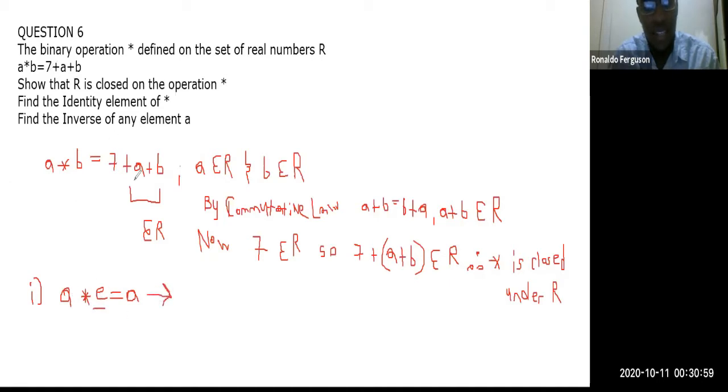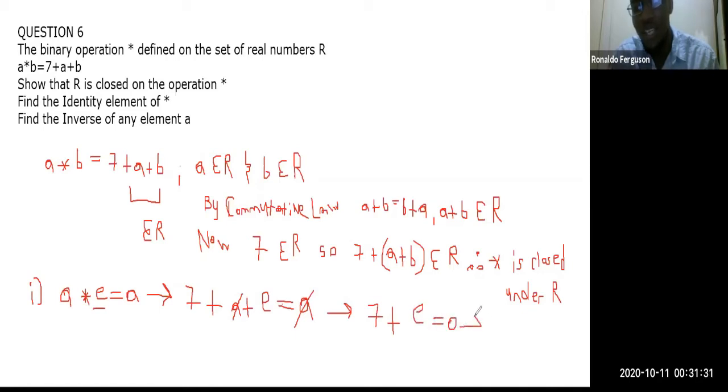A star E is going to be 7 plus, you replace A with A, so you get A plus E, so we get 7 plus A plus E equal to A. Now the A's are going to cancel, this A cancels this A on that side, and so what we're getting then is 7 plus E is equal to 0, and so E is -7. And so the identity is E, which is -7.